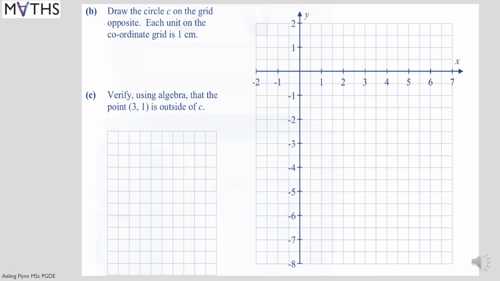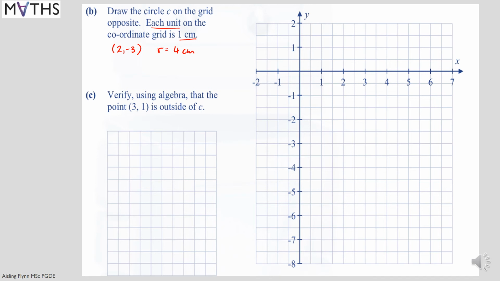Now there were further parts to that question. Let's just have a quick look at them. Part B says draw the circle C on the grid above. Each unit on the coordinate grid is 1 centimeter. So if you recall, our center was (2, -3) and our radius was 4 centimeters. Each unit is 1 centimeter, so it's 1:1.